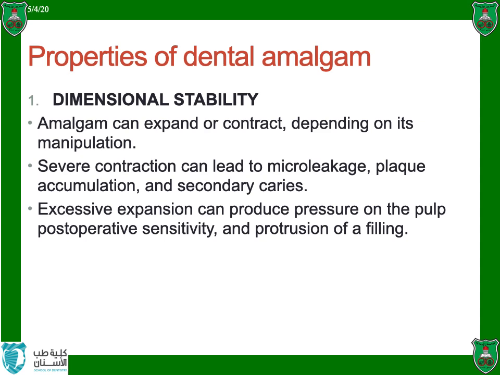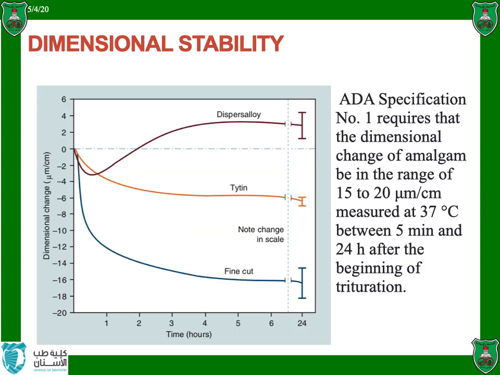Now let's compare some materials and know what is the extent of acceptable dimensional change for amalgam. According to ADA specification number one, it requires that the dimensional change of amalgam be in the range of 15 to 20 micrometer per centimeter, and this should be measured at 37 degrees Celsius between 5 minutes and 24 hours after the beginning of trituration.